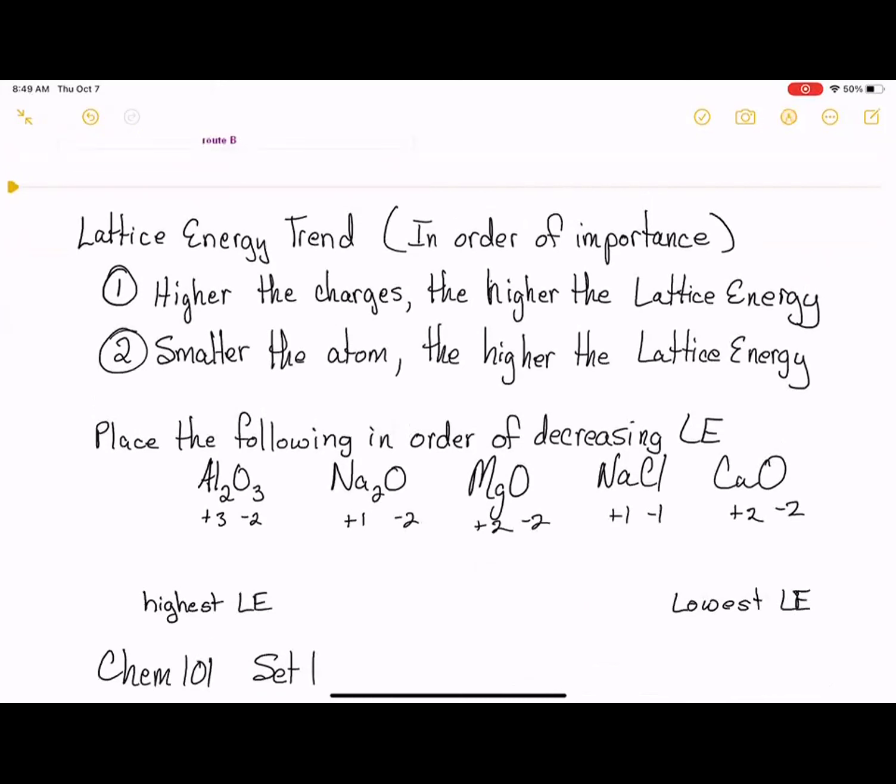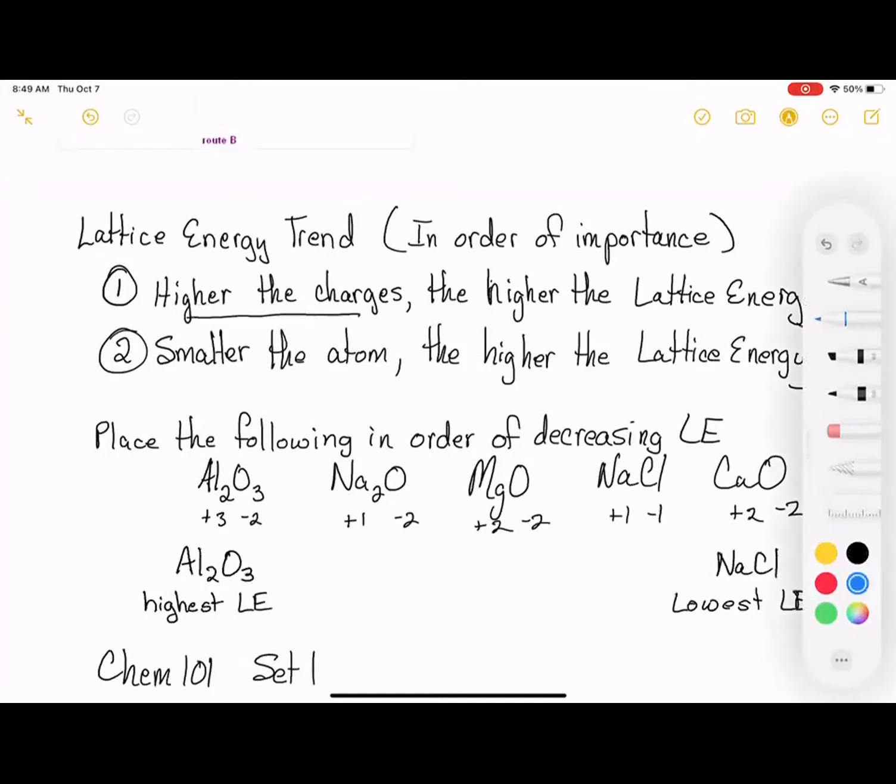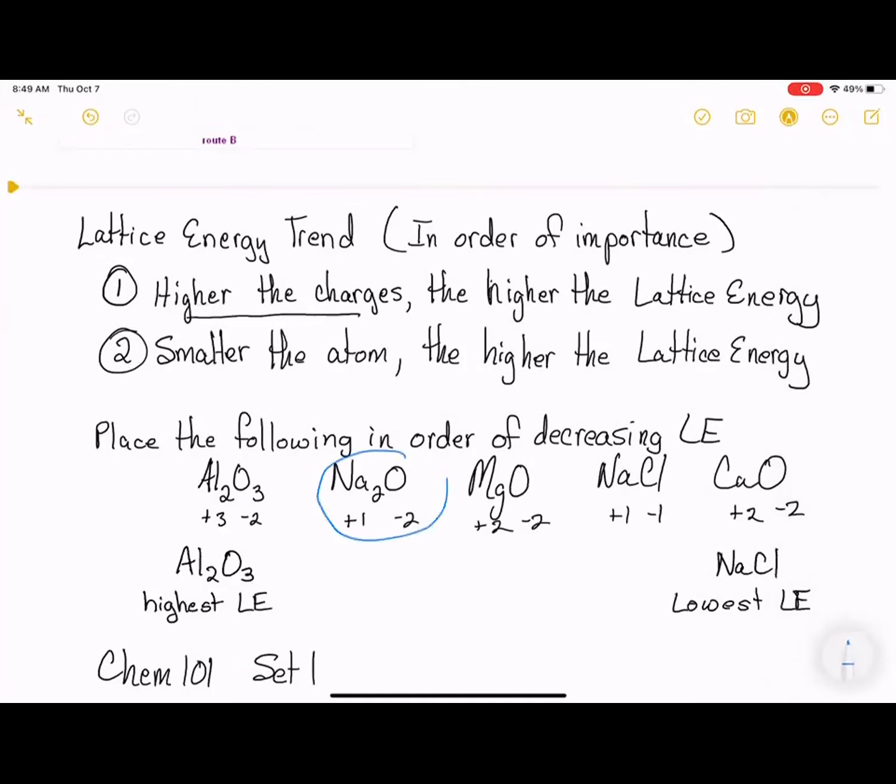Again, the highest lattice energy comes with the higher charges. So in other words, my highest lattice energy here will be the Al2O3 because it has the highest charges. My lowest lattice energy is going to be NaCl because it has the lowest charges. That still leaves us sodium oxide, magnesium oxide, and calcium oxide.